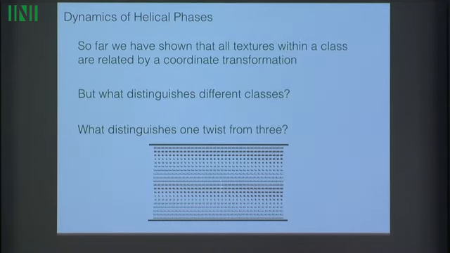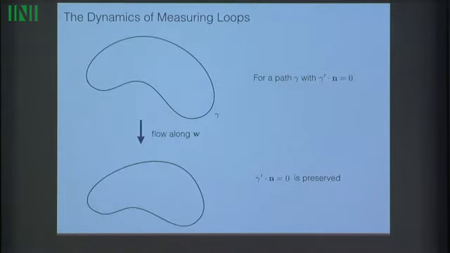So far we have shown that all textures within a class are related by a coordinate transformation. But what distinguishes different classes? We had our silly model, we had different configurations, which have different layer structures that are qualitatively different. And can we find invariants that distinguish them? For example, what distinguishes one twist from 3 twists in the simple cholesteric ground state? It turns out there's a bunch of things you can do. One of the simplest is you consider a measuring loop in your domain. The measuring loop has to satisfy the following condition: its tangent vector must be orthogonal to the director field.